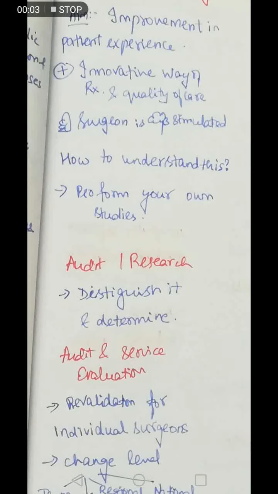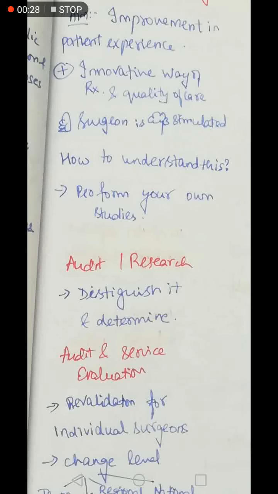It's going to be about surgical audit and research. Let's get started. So the aim of surgical audit is nothing but improvement in patient experience and also innovative ways of treatment and quality of care. It keeps the surgeon's brain stimulated all the time so that he is very capable of performing new innovative things, getting creative himself. How do you understand surgical audit and research?